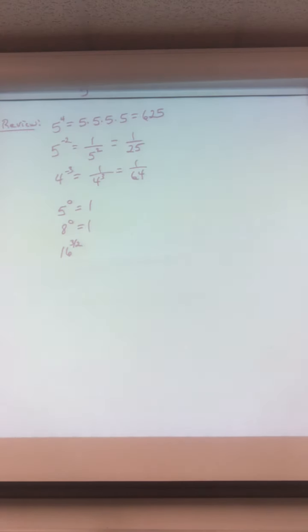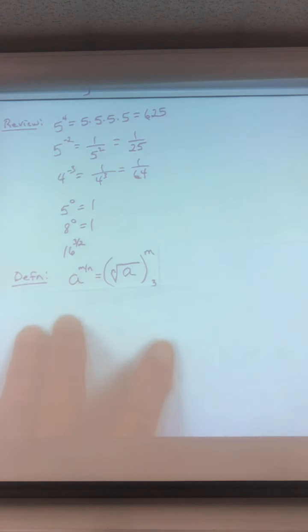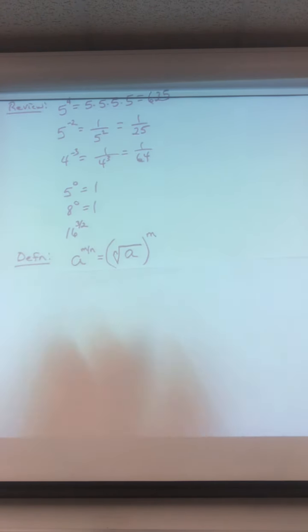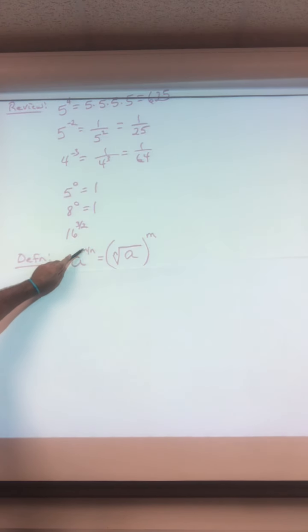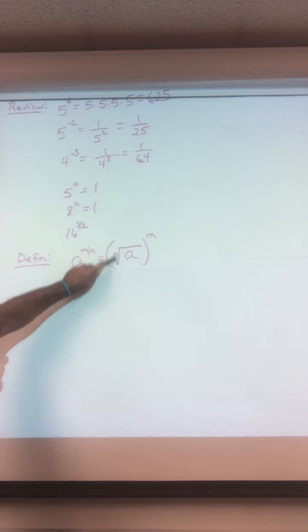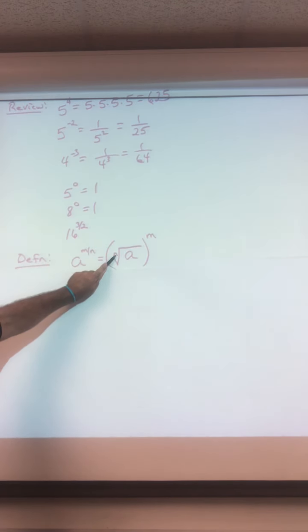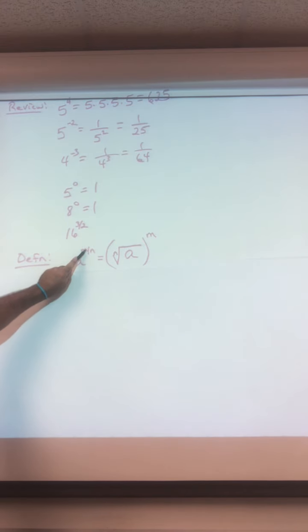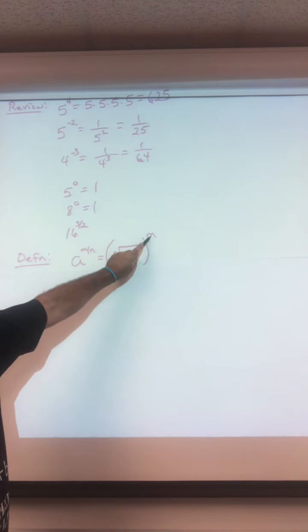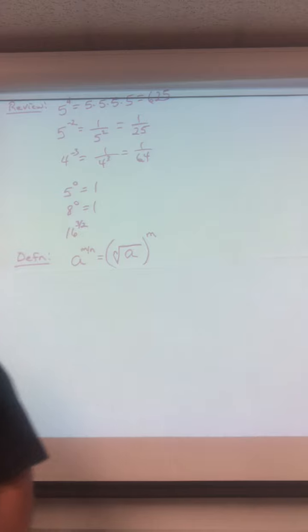Let me show you what I mean by that. You rewrite it as a radical by using a definition. So write this definition down now. If you want to take a base and raise it to a fractional power, you write it as a radical. Whatever this number is becomes your index to the radical, and whatever that number is becomes the power. So let's work an example.